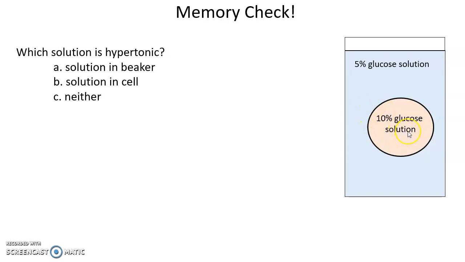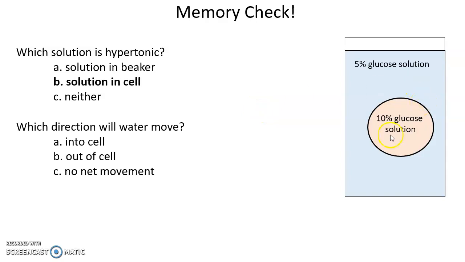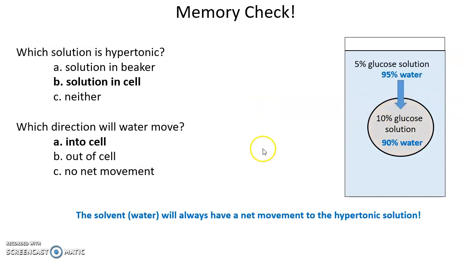So glucose, a 10% glucose solution for the cell. Outside solution is a 5% glucose solution. The solution in the cell, compared to the beaker, is hypertonic. The water will move into the hypertonic solution, so it'll move into the cell. So go from 95% to 90%. Water always goes to the hypertonic solution. That is it for this lecture.